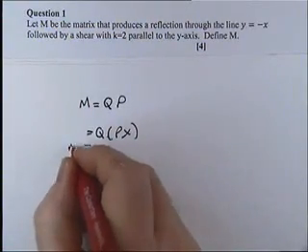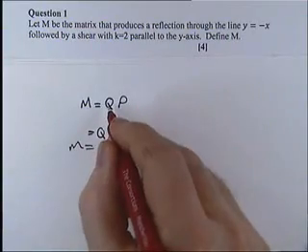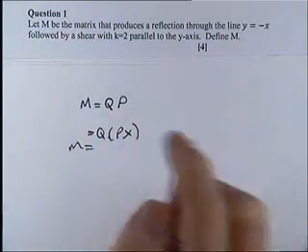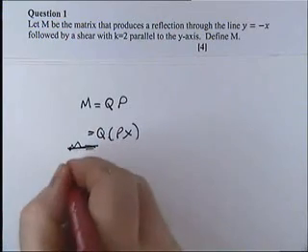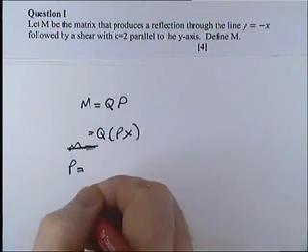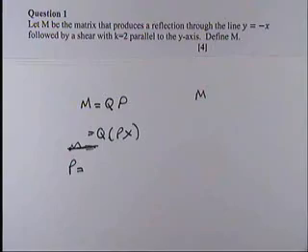Now a lot of students get that wrong because they read it as QP, Q being the thing you do first. It's not true, it's P. Which means P is the first thing that's going to happen, and that's going to be the reflection. We're going to define then a reflection through the line y equals minus x.